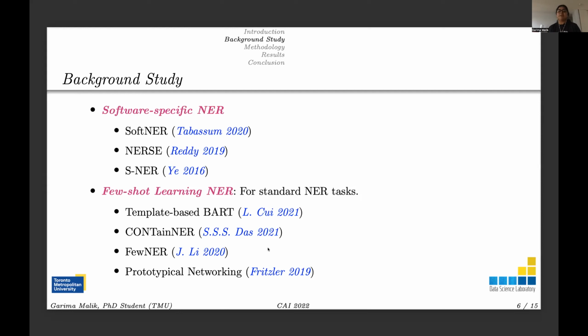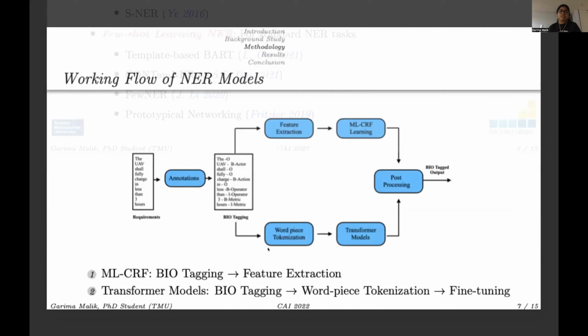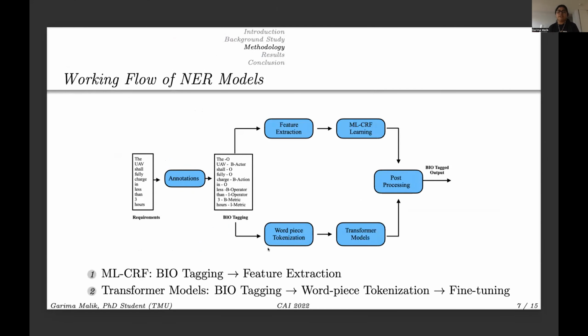So we are using this template-based BART model, which is the text-to-text model, and basically trying to translate a named entity recognition task into a machine translation task. So that's the working flow of our NER model. We start with some raw requirements extracted from SRS documents. Then we apply the annotations and try to tag these as BIO tagged input. BIO tagged stands for B is the beginning of a tag, I is the inside tag, and O is no tagging. As you can see, the requirement is: the UAV shall fully charge in less than 3 hours.